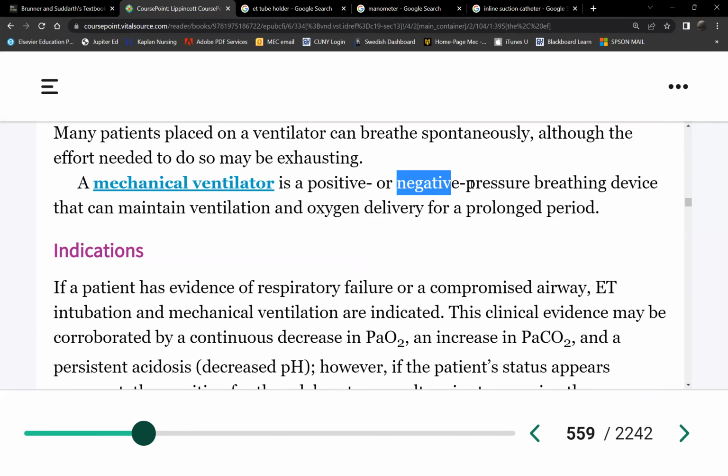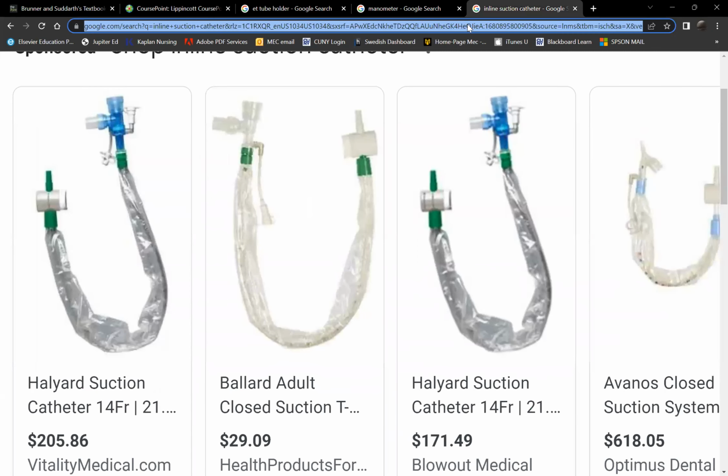You can forget about the negative pressure ventilators because they're in, let me just show you what it looks like.